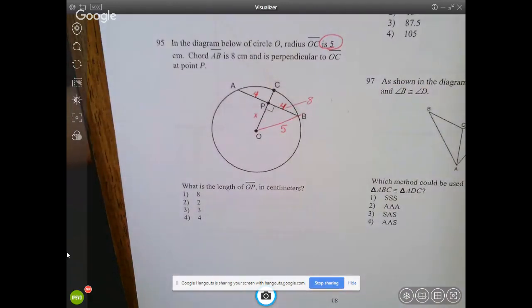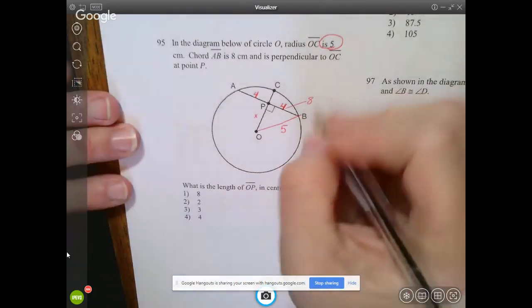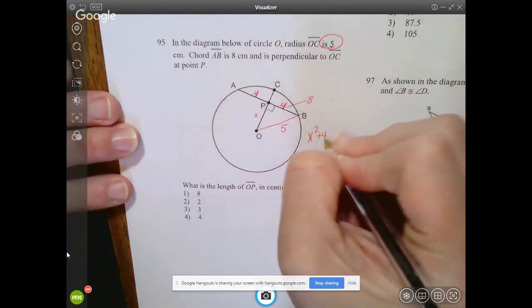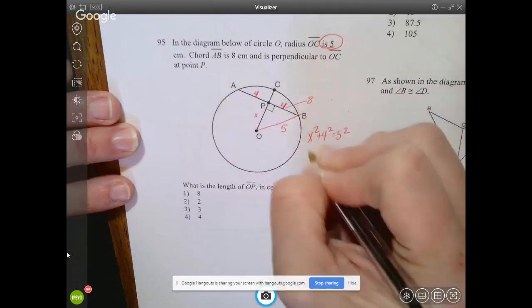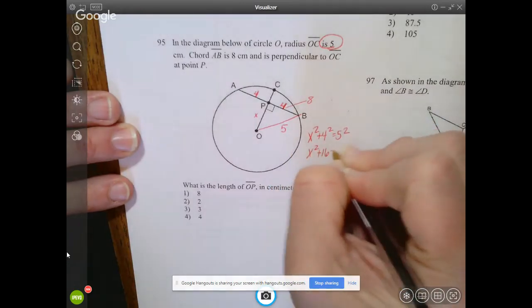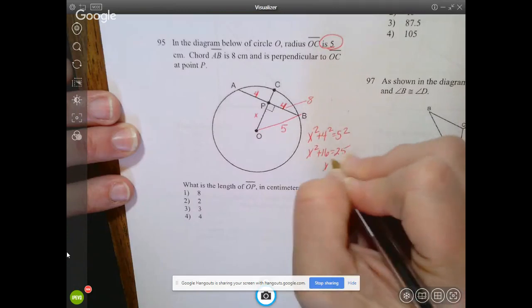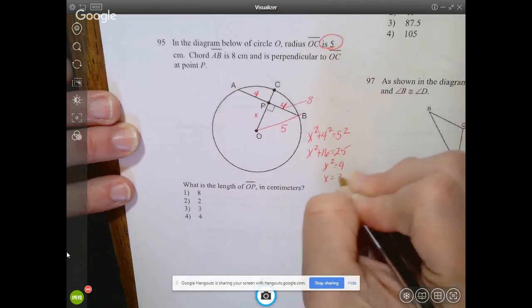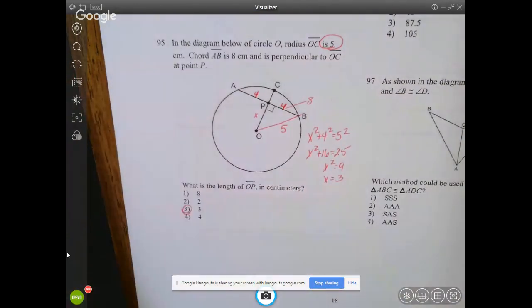Because it's perpendicular, we know it's a bisector. So again, we do Pythagorean theorem. x squared plus 4 squared equals 5 squared. x squared plus 16 equals 25. And you're left with, yep, x equals 3.